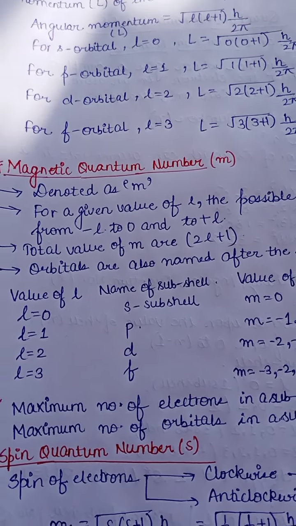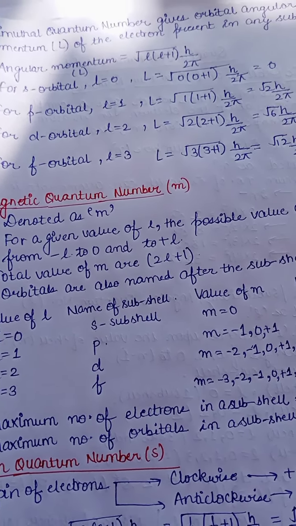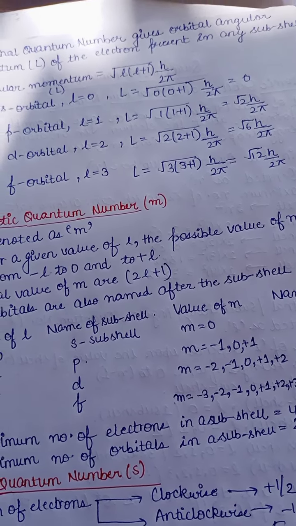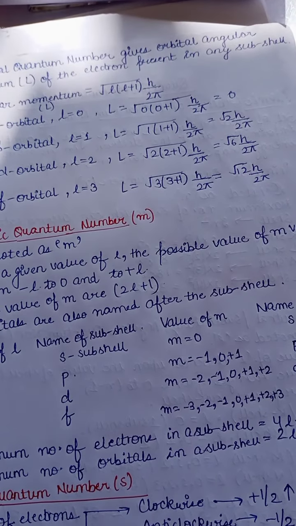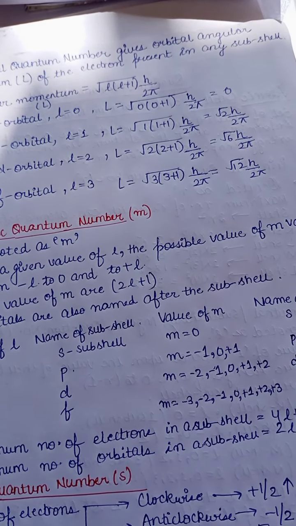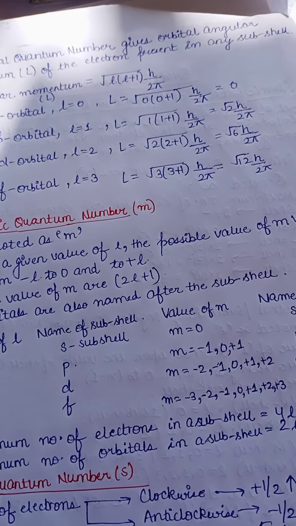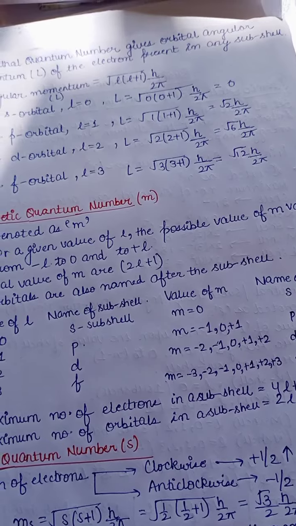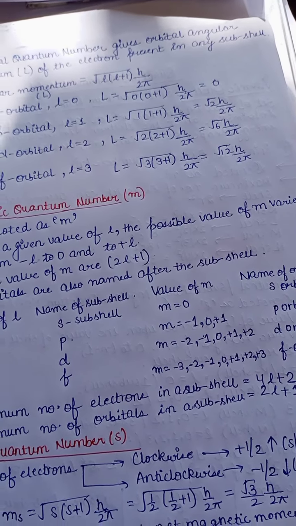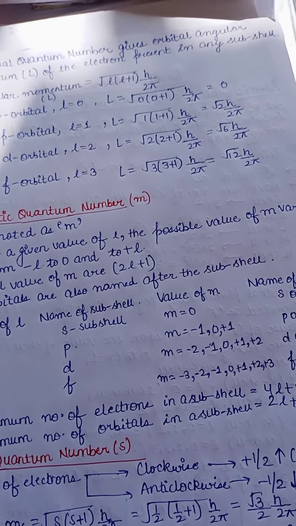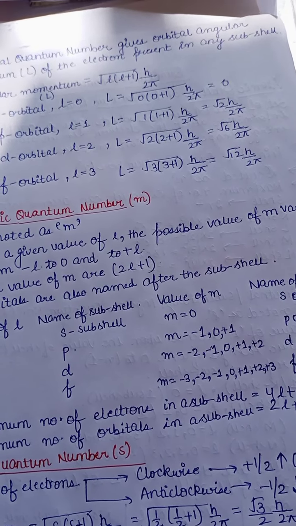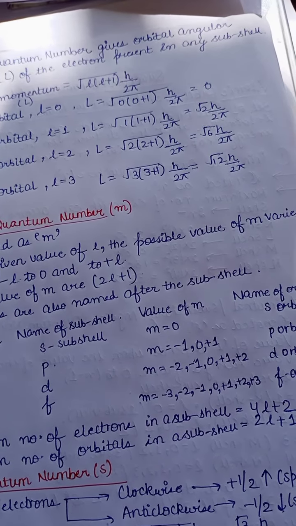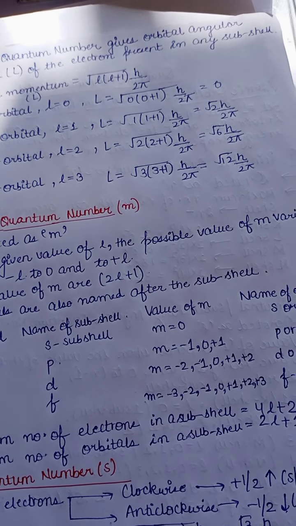Now the next one is the magnetic quantum number, which is denoted by m. For a given value of l, the azimuthal quantum number, the possible values of m vary from minus l to 0 to plus l. So the total number of values of m would be equal to 2l plus 1. Now we have the value of l, the name of the subshell, the value of m and the name of the orbital. If the value of l is 0, the electron is present in the s subshell, the value of m would be 0 and the orbital will be the s orbital.